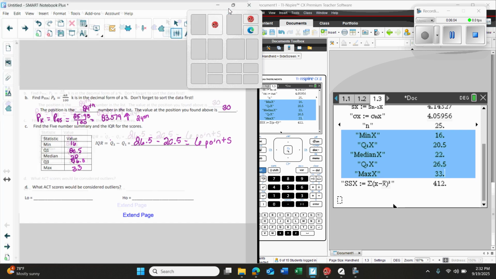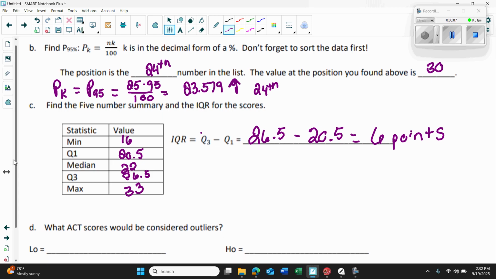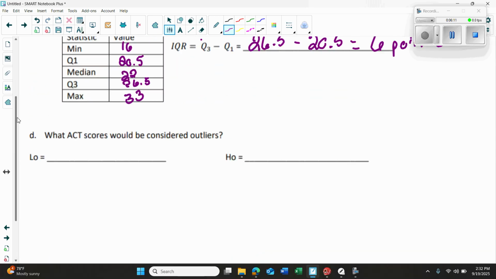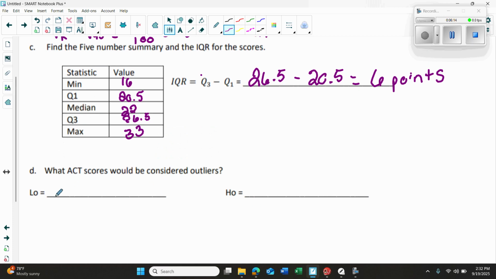Now, again, for what would be considered an outlier here. Remember, the formula for the low is quartile 1 minus 1.5 times the IQR. So for this, quartile 1 is 20.5 minus 1.5 times the IQR, which is 6, which turns into, if you put that in your calculator, 11.5. So anything below a score of 11.5 is an outlier.